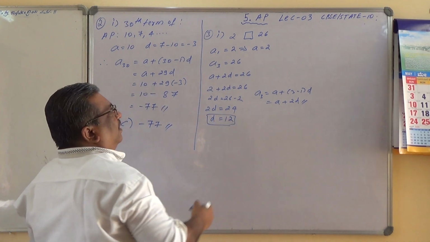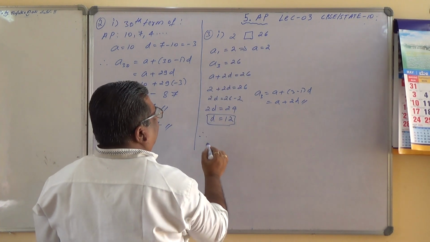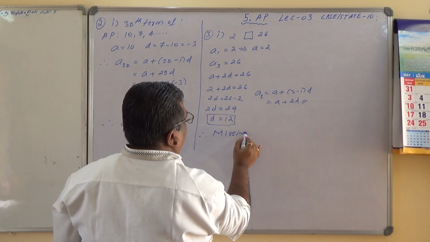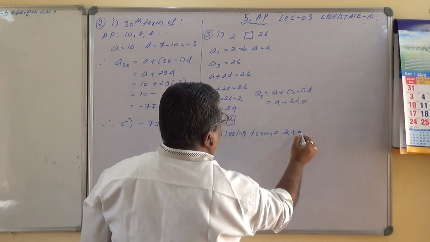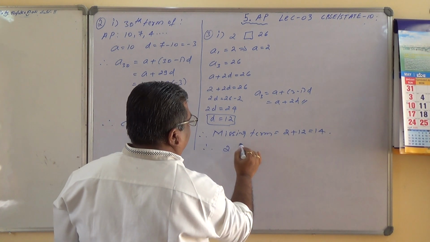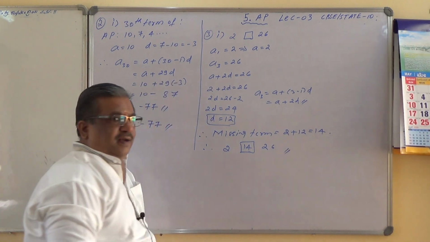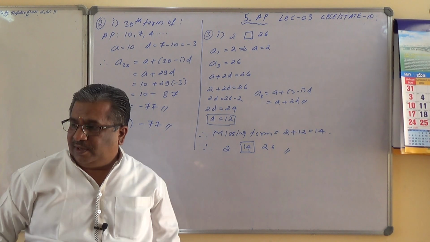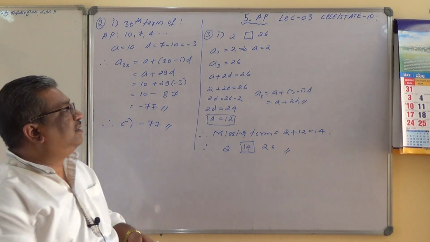If D is equal to 12, add this D to the first term to get the missing one. Therefore, missing term equals 2 plus 12, which is equal to 14. Therefore, 2, 14, 26 should be my answer. Okay, let's go to the next question. One more, I said the third one. Let me check the answer for this one. Okay, it is correct. So let me take the third one.